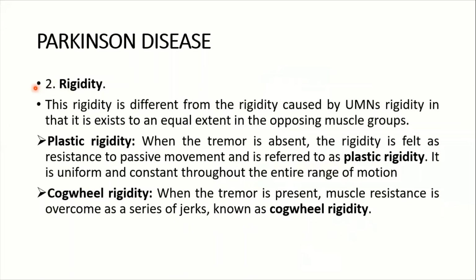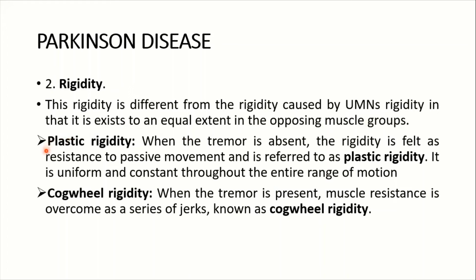The second is the rigidity, right? I will give you a word, TRAP: first was the tremor, and then rigidity. Our second letter of the key word TRAP is the rigidity. It is different from the rigidity caused by upper motor neuron lesions in that it exists to an equal extent in the opposing muscle groups.